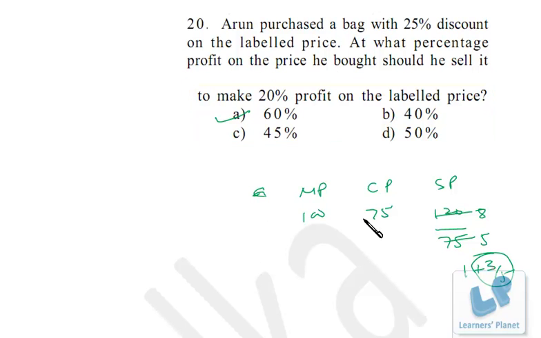So this 60% profit is on cost price, and this is equivalent to 20% profit on the labeled price. So you might have observed how easily we have solved this problem, right? Mark price assume 100, CP must be 75 because 25% discount he is getting, and he is making 20% profit on the labeled price, that is mark price. So that's 120. Now find out SP-CP ratio and game is over. So that's 60%. Okay.